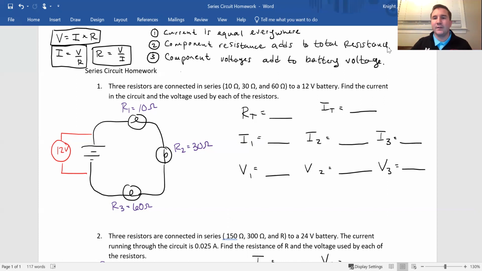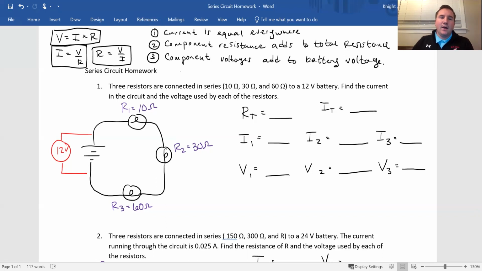And in each one of these problems, I've asked you guys to find a specific thing, right? Find the current in the circuit and the voltage used by each of the resistors. But I kind of want to just fill in all of this stuff. Let's see if we can figure out everything that we could possibly figure out about these circuits. And I think that's really the easiest way to go about these types of problems. I know you're doing these on your own. I'm not there to kind of show you how to do it, but hopefully this makes an okay substitute.